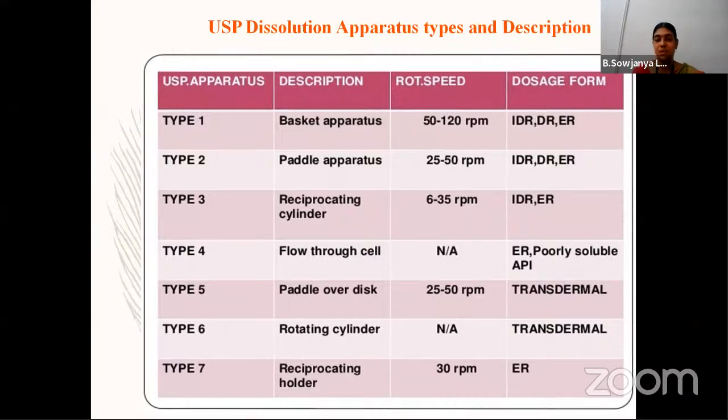So these are the dosage forms, like uncoated tablets, like immediate release. And delayed release type of tablets, they are not coated. So type 1, 2, and 3. These three apparatus, like basket, reciprocating cylinder and paddle type of apparatus, are mostly suitable for the dissolution process according to USP type.